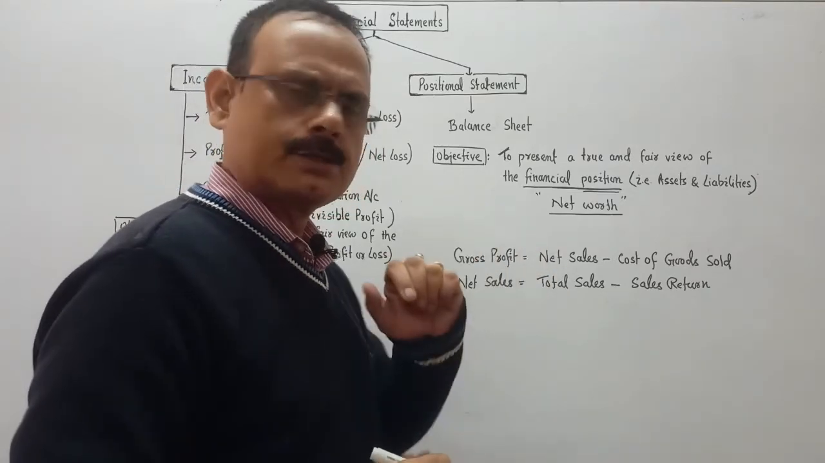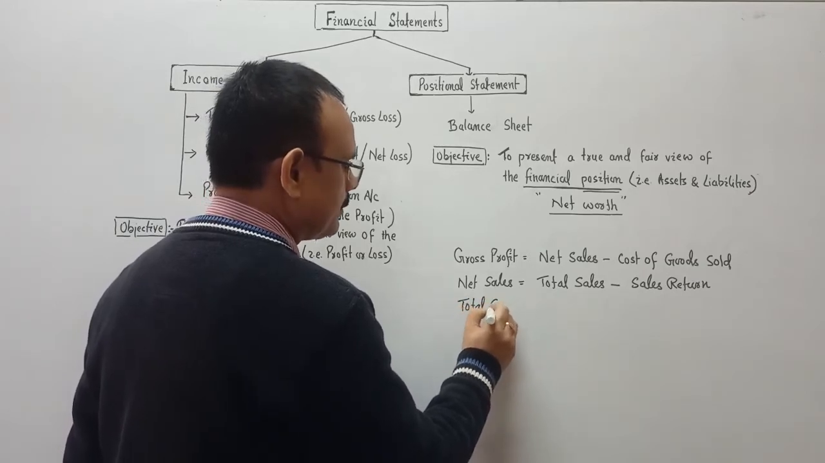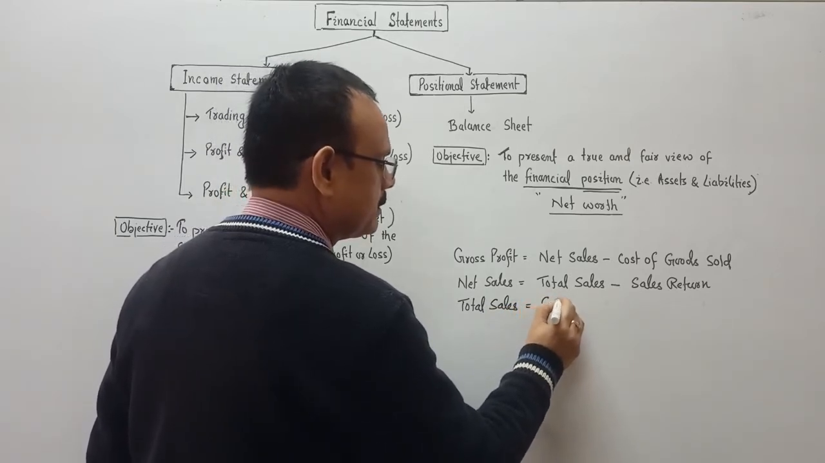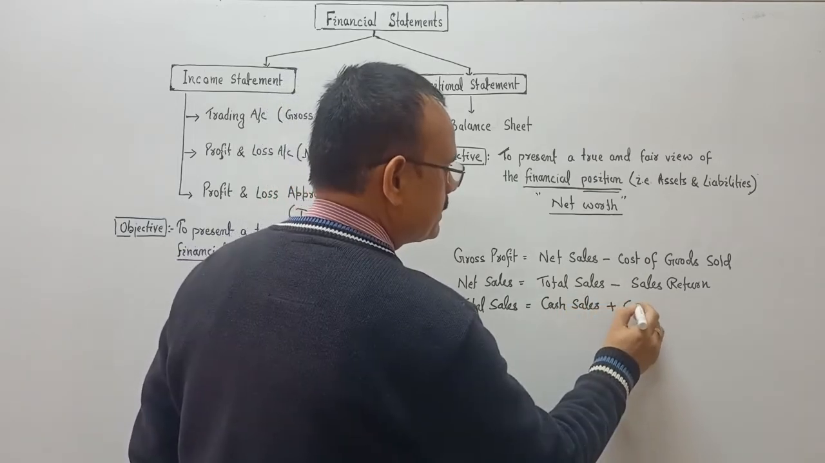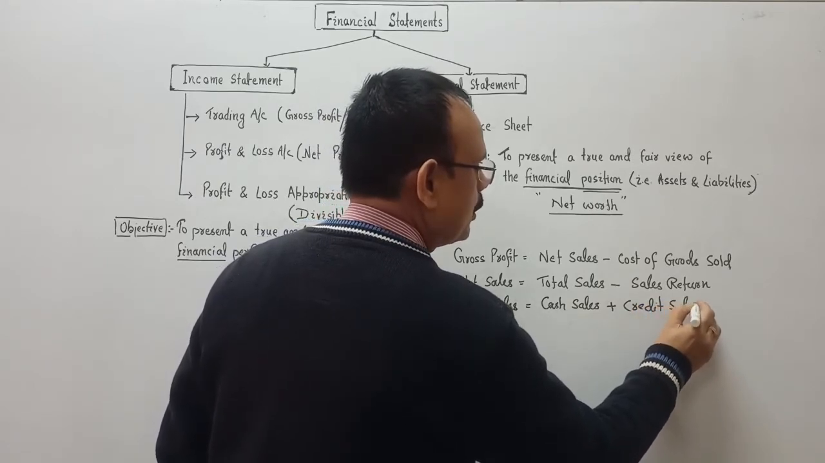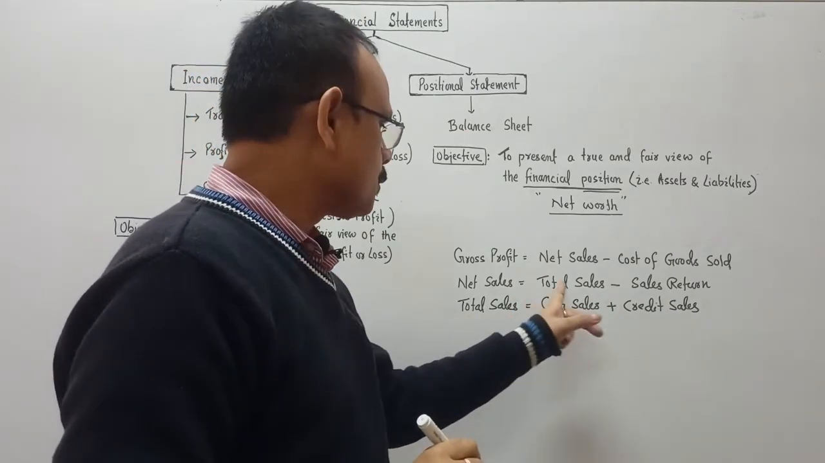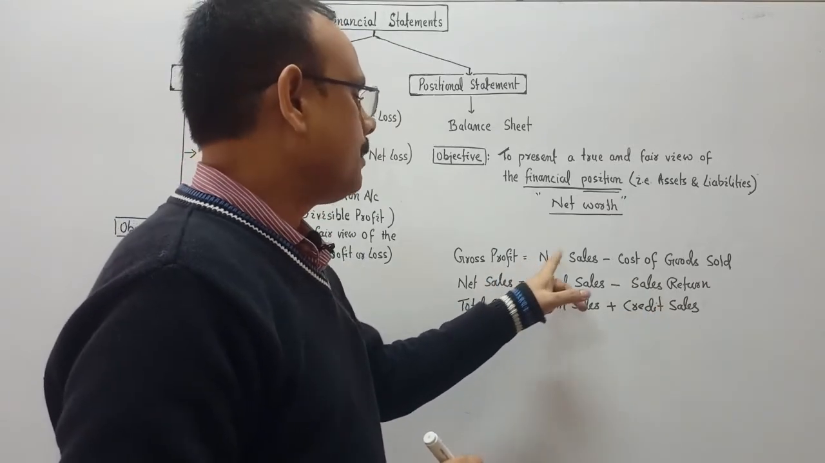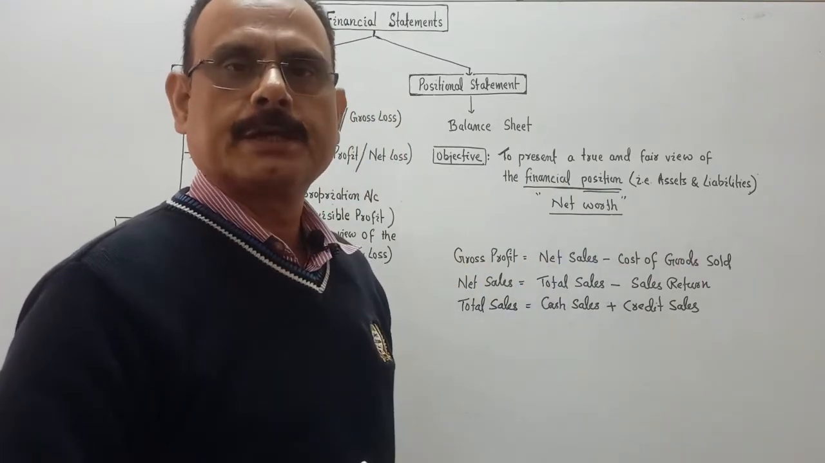Question is, what is total sales? Total sales is equal to cash sales plus credit sales. Cash sales plus credit sales is called total sales. From total sales you deduct the sales return, you will get the net sales. Net sales minus cost of goods sold is equal to gross profit. If net sales exceed the cost of goods sold, it's a gross profit.